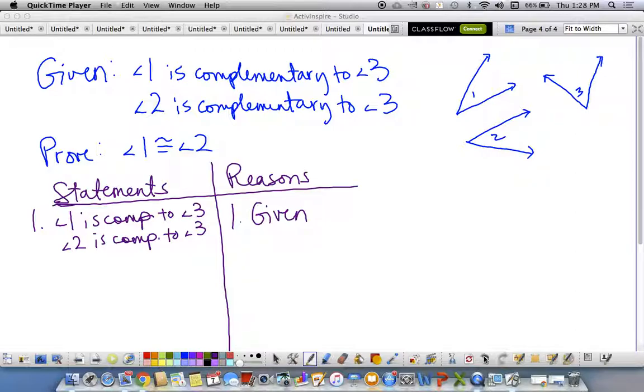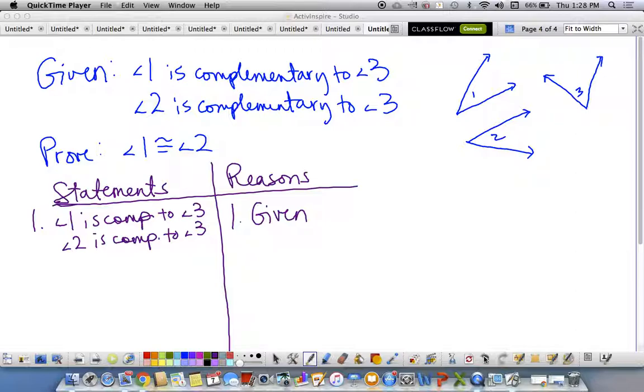Not supplementary? What's the difference between complementary and supplementary? Complementary is 90 degrees. Supplementary is 180 degrees. So you have to know some things. So what else do you know about complementary angles? I hear 90 degrees, but what specifically?